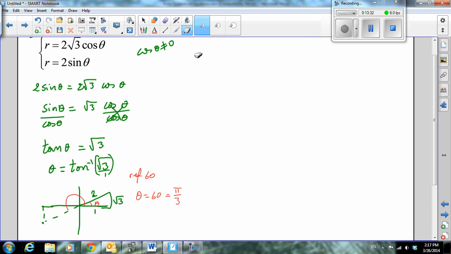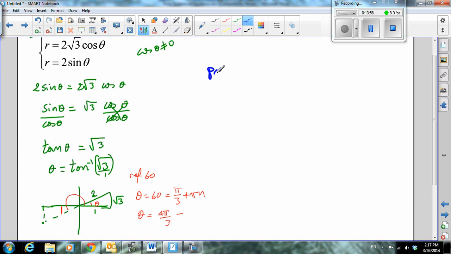Or also theta is equal to pi plus the reference angle, which will give you 4 pi over 3. The general solution will be pi over 3 plus pi n, and 4 pi over 3 plus pi n. It doesn't matter, one of them is enough because it's tangent. We're finished with this, but that's not all. We've got to check the pole.